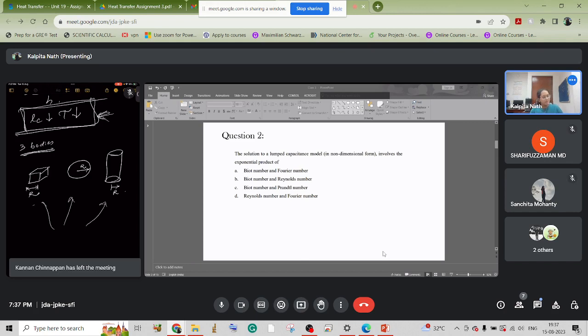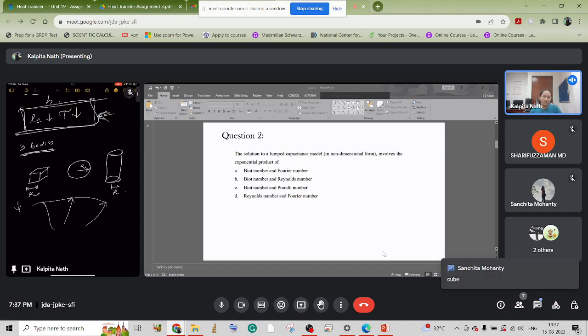And based on these three, the one that will be having the characteristic length minimum, that will be cooling faster. Yeah, correct.